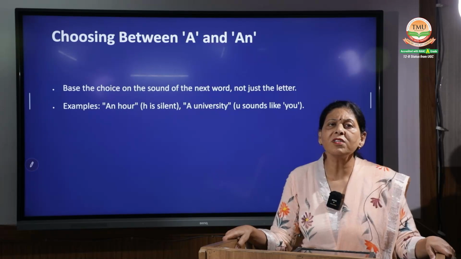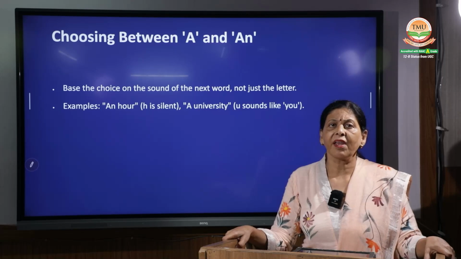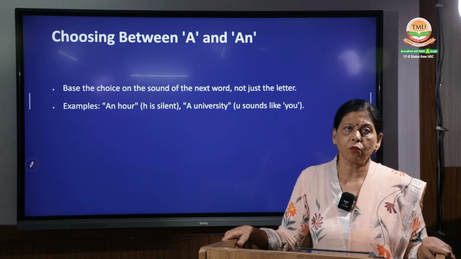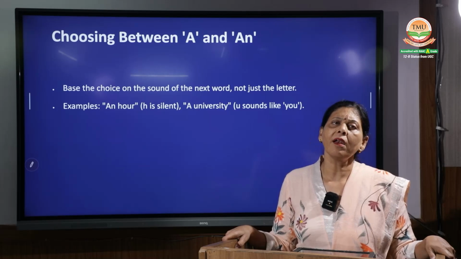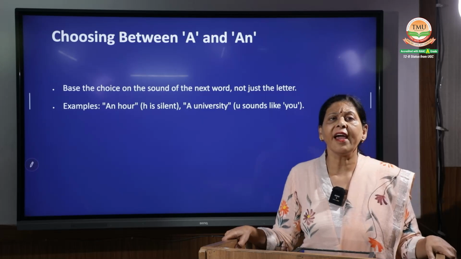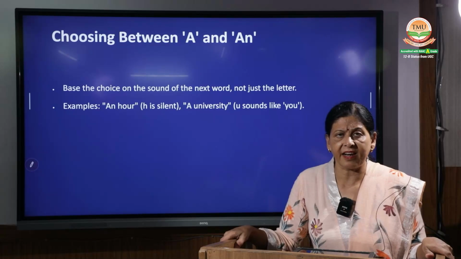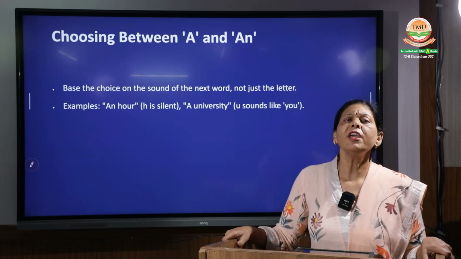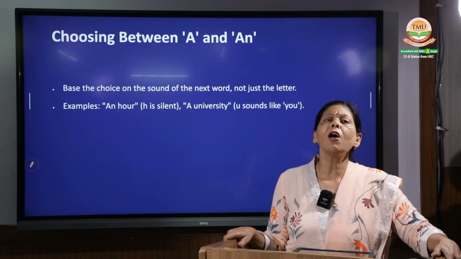There are 26 alphabets in the English language, not grammar, English language. And out of those, only 5 are vowels: A, E, I, O, U. They are vowel sounds. And the rest 21 are considered to be consonants. That is B, C, D, F, G, H, J, K, L, M, N, P, Q, and so on till Z. So these are consonant sounds and vowel sounds. So in front of consonant sounds, we use a. A is used in front of a word beginning with a consonant sound.